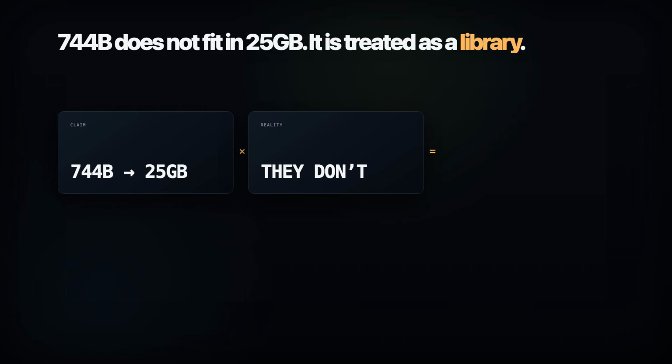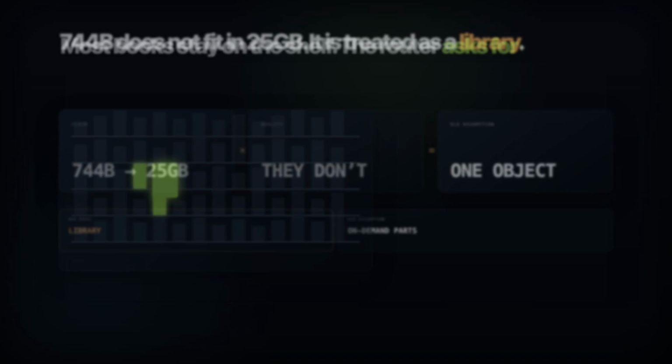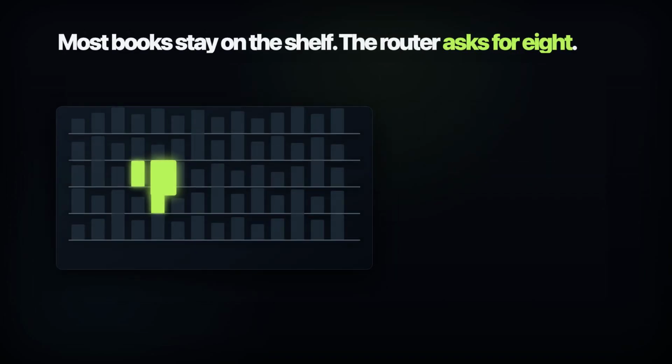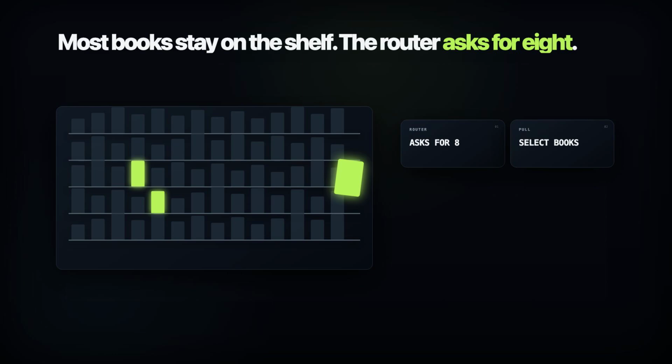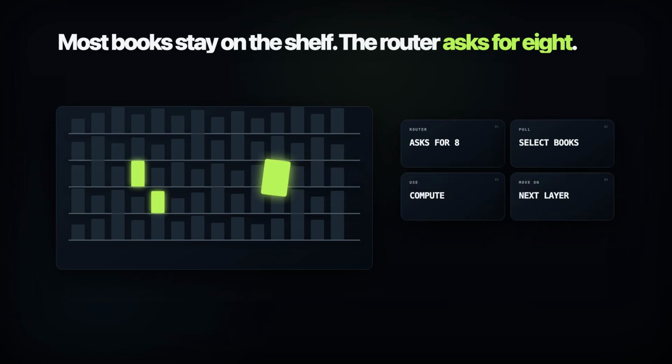For the first time, we are seeing a 744 billion parameter open weight model treated less like one enormous object that must be loaded into memory, and more like a library. Most of the library stays on the shelf. The router asks for 8 books. The system pulls them down, uses them, then moves on. Today, that library is painfully slow to search. Tomorrow's SSDs, larger memory systems, smarter caching, and better inference engines will make it faster.